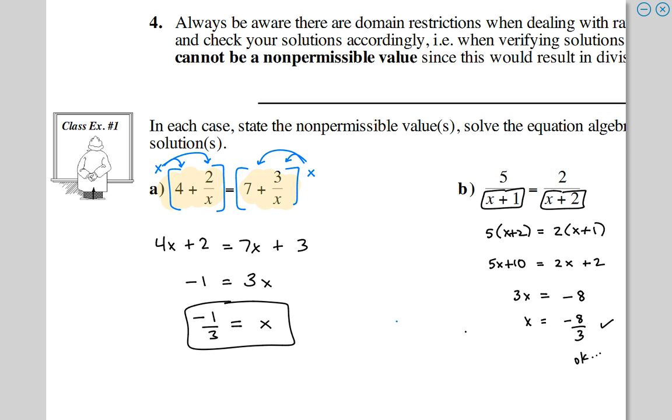And checking non-permissibles, x is not allowed to be 0. So when x stands alone as a monomial, x is not allowed to be 0 when it's in the bottom like that.